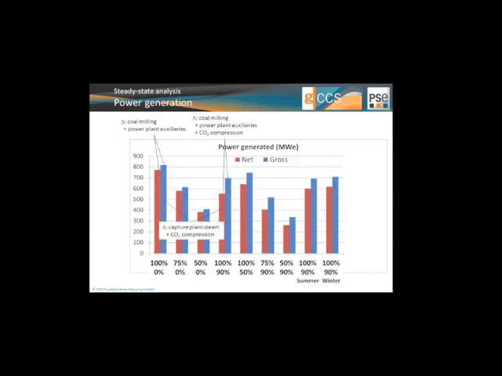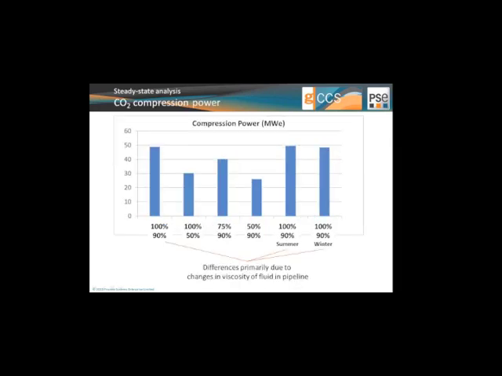It may be relevant to say that you might see differences here between the gross power output of the 100% and 90% capture and the corresponding scenarios for summer and winter conditions. These are mostly due to differences in viscosities along the CCS chain. And this is something that can be seen from the compression power. Again, you see these minimal differences between the 100% and 90% capture and the corresponding summer and winter cases, where this variation can be traced back to changes in physical properties.